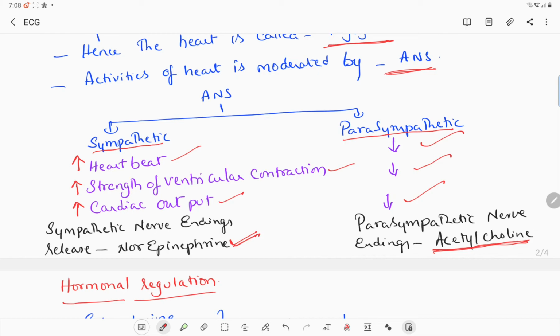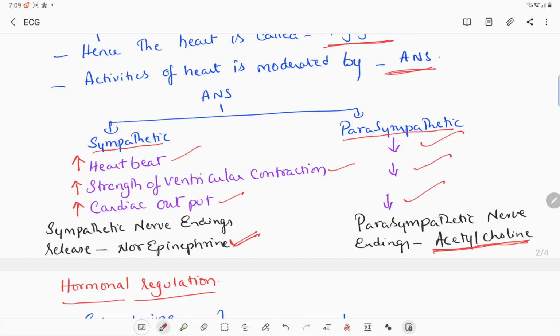So what happens if the parasympathetic nervous system is not working? If the parasympathetic nervous system is not working, then acetylcholine is not released. So it cannot reduce the rate of heartbeat, it cannot reduce the strength of ventricular contraction, and it cannot reduce the cardiac output, if the sympathetic nervous system is increasing them.